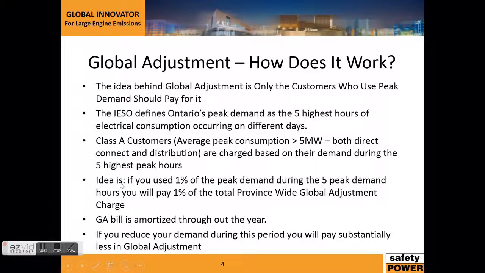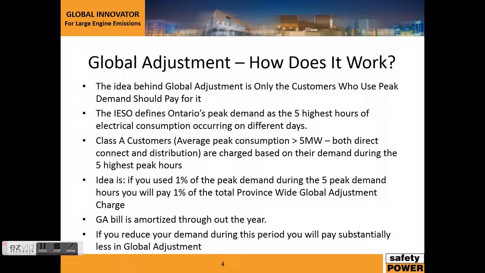So the IESO often uses this example. The whole idea is that if you use 1% of the peak demand during these 5 peak demand hours, you will pay 1% of the total province-wide global adjustment charge. And this is a substantial amount of money. As a result, they amortize the GA charge throughout the year, so you're not hit with it all in one month.